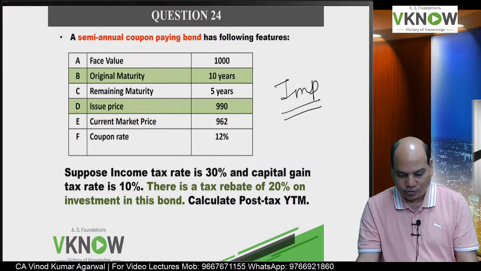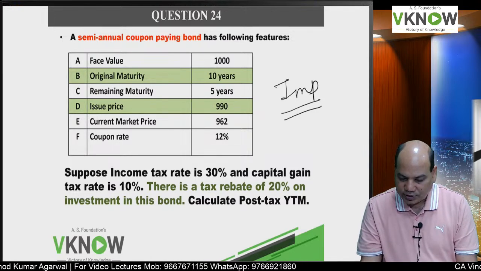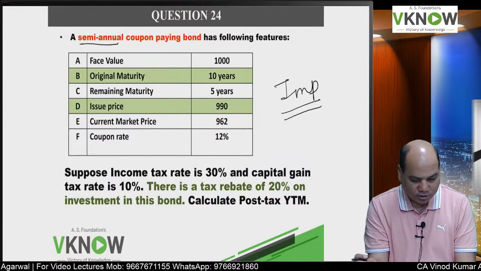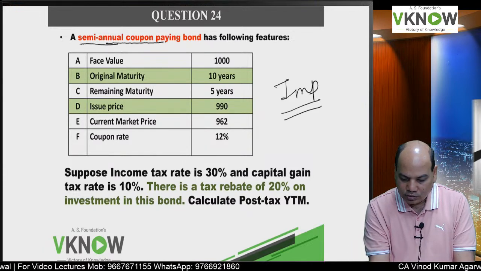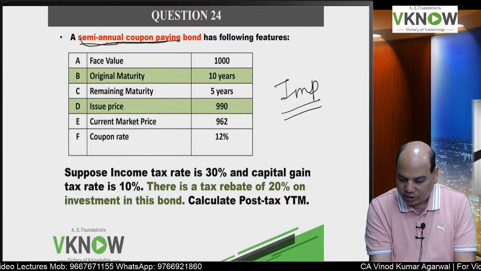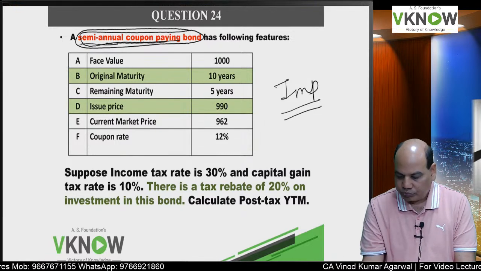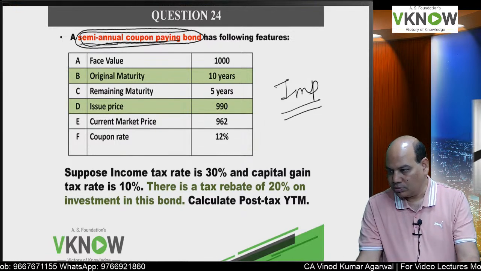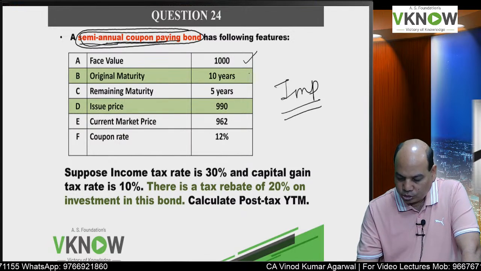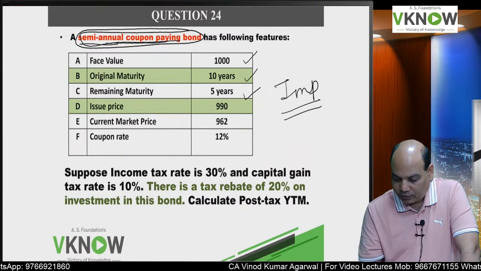Question number 24. A semi-annual, underline. In your book, I think there is a small typing mistake. Semi-annual coupon paying bond. Semi-annual coupon paying is not printed. Please write it down. Semi-annual, write down, has following features: face value 1000, original maturity 10 year, remaining maturity is 5 year.